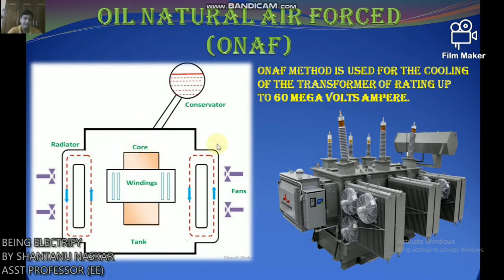So the ONAF method is used for the cooling of transformers rated up to 60 megavolt ampere. As discussed in the previous slide, in the ONAN method, the dissipation of heat is taken by the convection process in which air is naturally circulated to cool down. But in this type, forced air is used for the purpose of cooling the transformer.